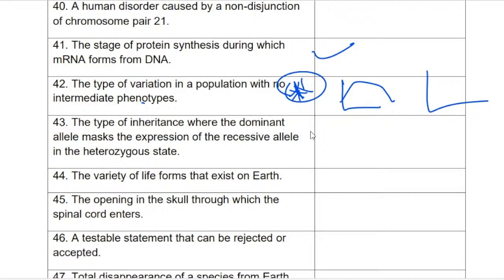The type of inheritance where a dominant allele masks the expression of a recessive allele: complete dominance, meaning that if it's capital T, small t, this one is completely dominant over this. Therefore, complete dominance. Variety of living life forms that exist on Earth is biodiversity.